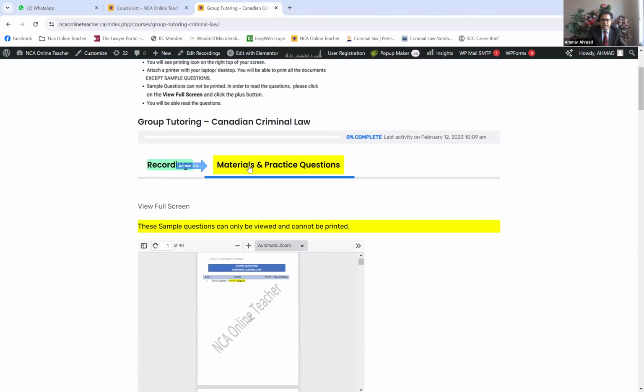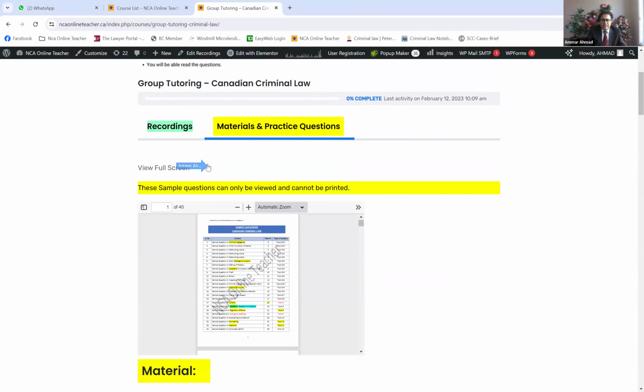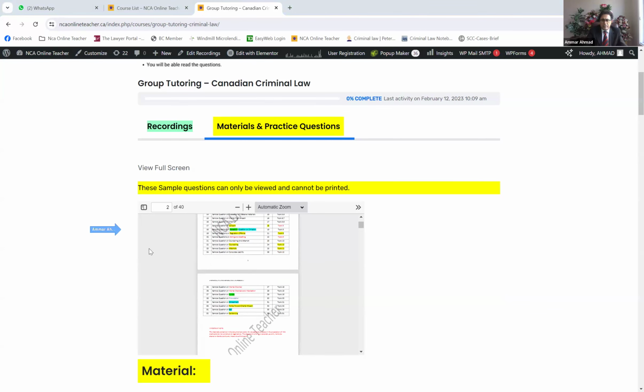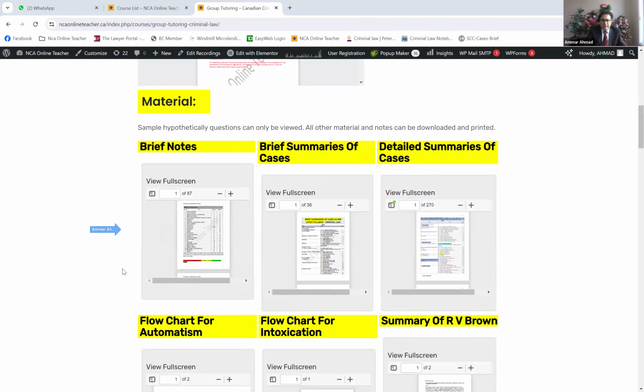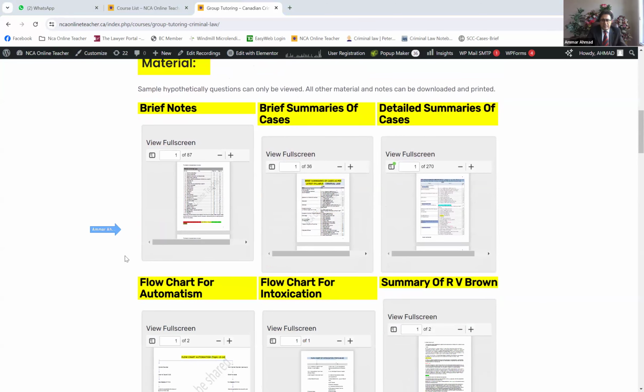Let's click on that. And here you will see my sample question. Click view full screen, and then you will be able to see the sample question. This is my material, which you get as part of the group tutoring. These are brief notes. This is brief summaries of the cases I have already shown you. This is detailed summaries of the cases I have already shown you.